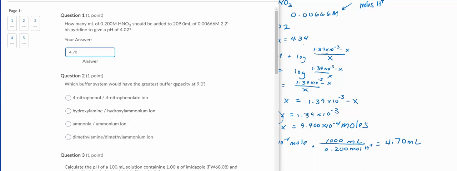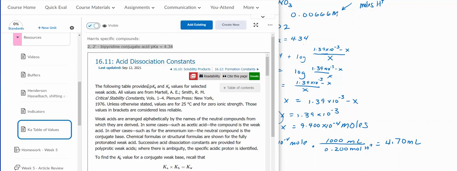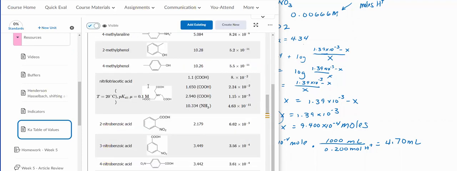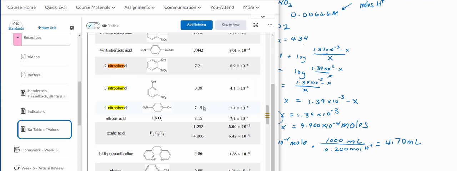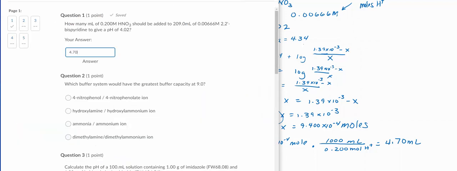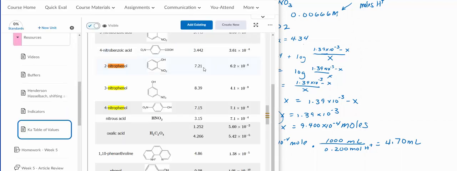Number 2, which buffer system would have the greatest buffer capacity at a pH of 9. What we're looking for is a pKa value that is as close to 9 as we can get. So I'm going to go to the Ka table of values, and first I'm going to search for nitrophenol. And 4-nitrophenol has a pKa of 7. So that's a little far away to have a good buffer capacity at 9. Then I'm looking for hydroxylamine.